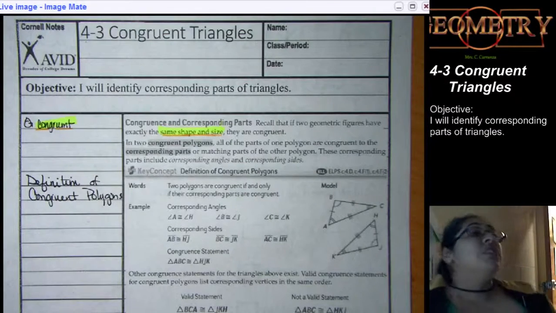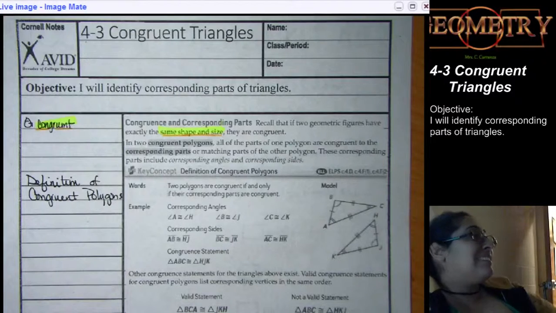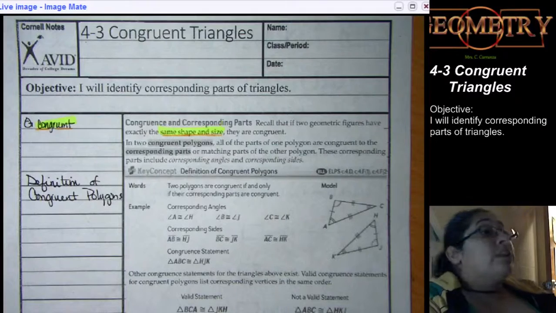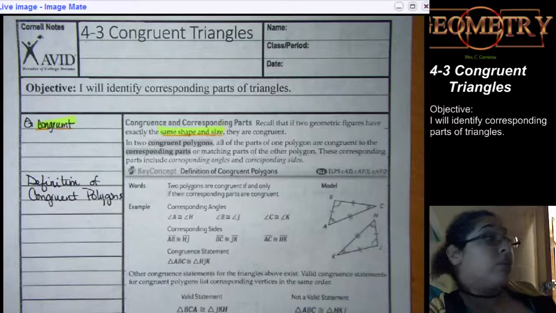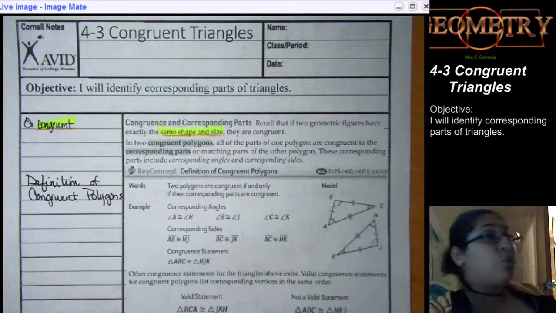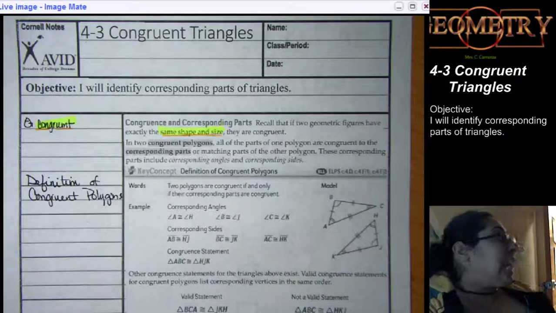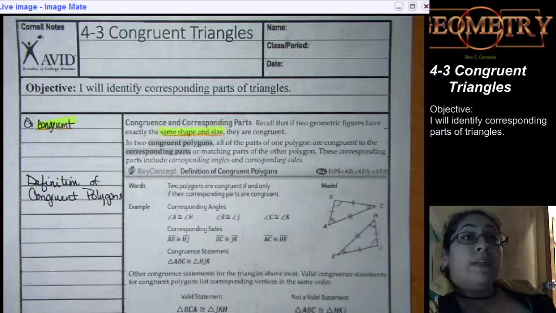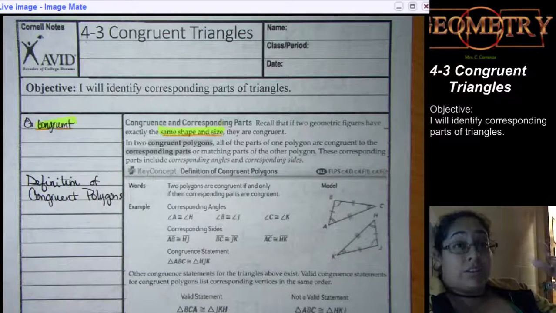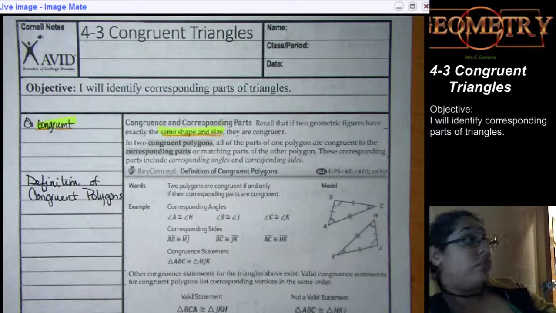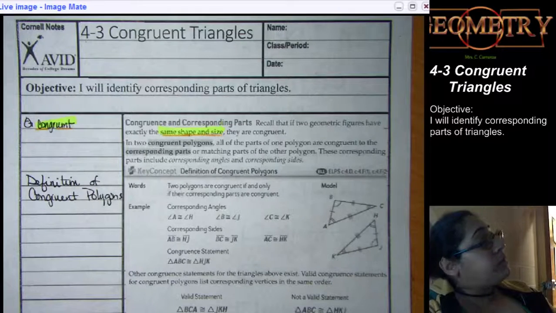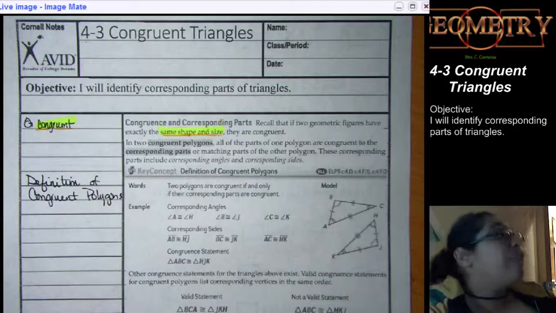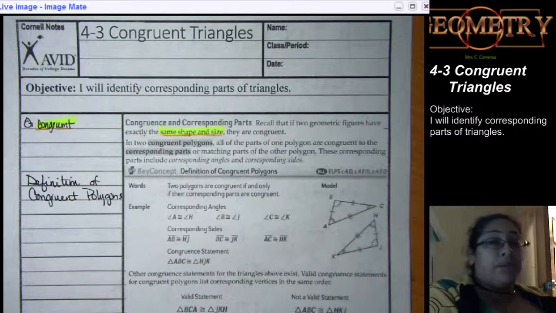Very nice. So hi guys. The last couple of class sessions that we've met, we talked about classifying triangles, you know, acute or obtuse, right, scalene, isosceles, all of those. And then we talked about what happens when we add up the measures of all the angles in the triangle. When we add them all up, what number do we get? 180. Very nice.